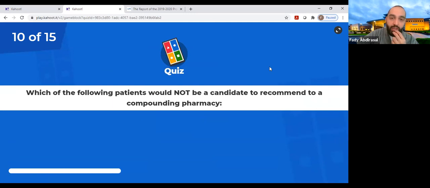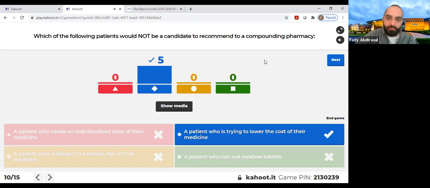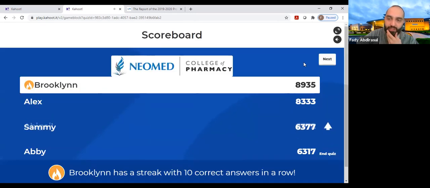All right, which of the following patients would not be a candidate to recommend to a compounding pharmacy? This is going to be the last question. I know it says 15, but this is going to be the last question. All right, a patient is trying to lower the cost of their medicine. Exactly. Yep. So remember, we can't do that, unfortunately.